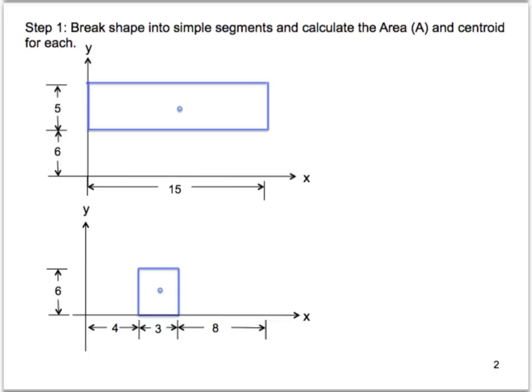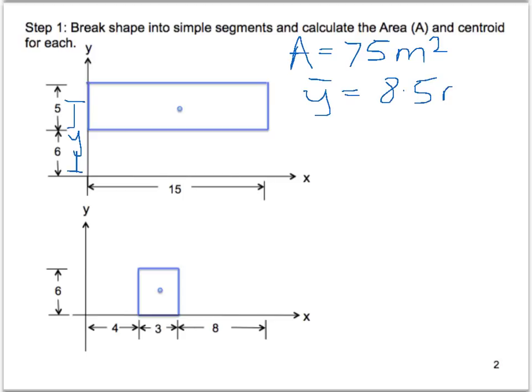Step 1, we break the shape into simple segments and calculate the X and Y centroids of each shape as well as the area. So I've just split the shape into two rectangles. The area for this top rectangle would just be 5 times 15, which is going to be 75 meters squared. Our Y bar will be this distance here. So this will just be 6 plus half of 5, which is going to be 8.5 meters.